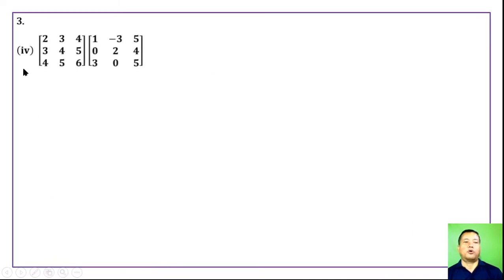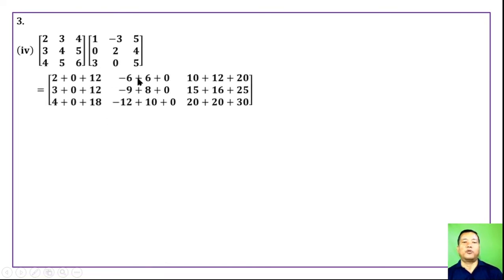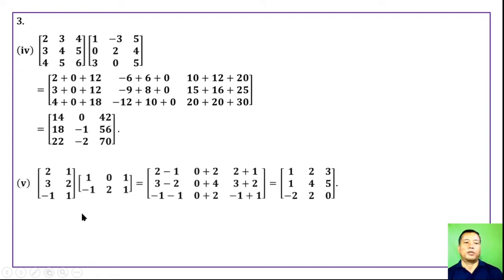Roman number 4: first row, first column, second column, third column gives the new first row. Second row, first column, second column, third column gives the new second row. Third row, first column, second column, third column gives the new third row. Summing up, we get this. Number 5: first row, first column, second column, third column gives the new first row; second row gives the new second row; third row gives the new third row. Sum up, this.